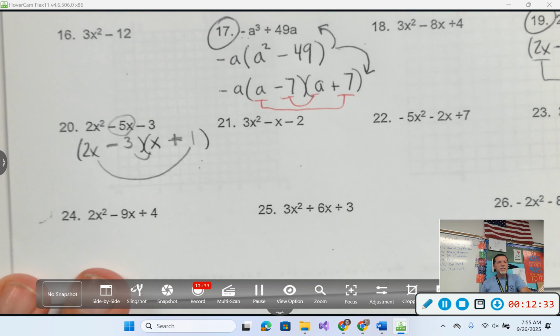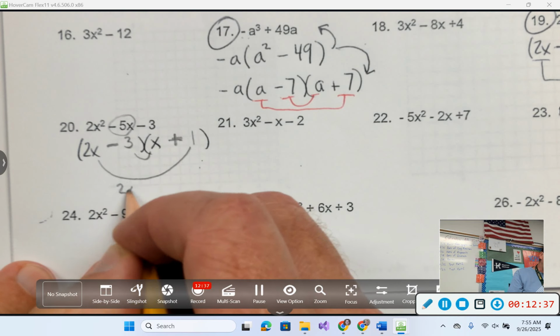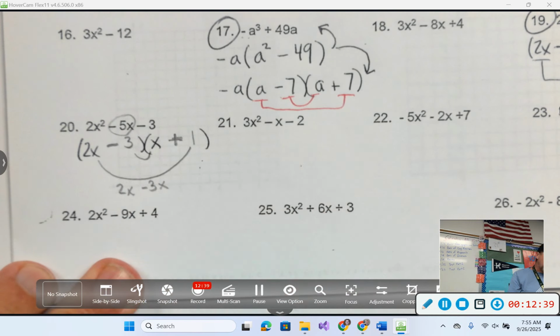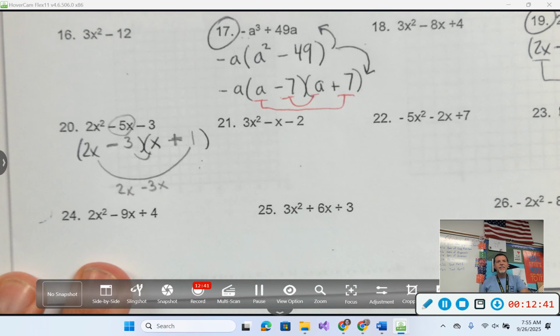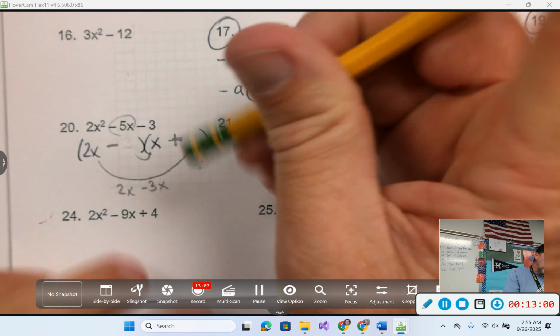Okay, let's see if that does it for us. I don't think it does. I don't think it does either, because that would be 2x minus 3x. That does not make negative 5x. And if I switch the signs, that'll make it 3x minus 2x. That won't help any. So, Brooke, when you say switch, what do you want to switch? Let's switch the 3 and the 1. I like that, because that'll put the 3 across from the 2.